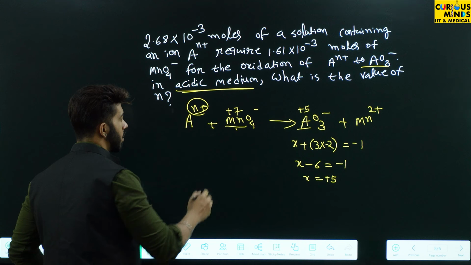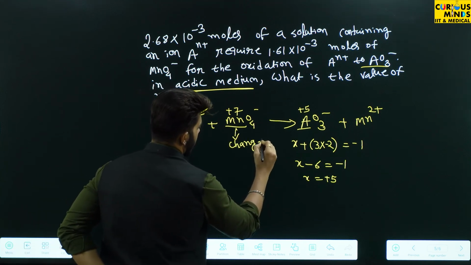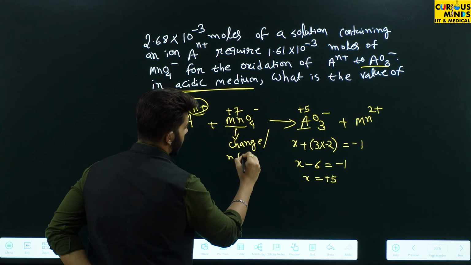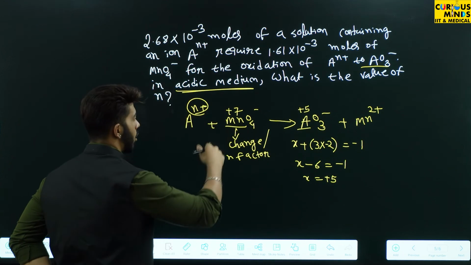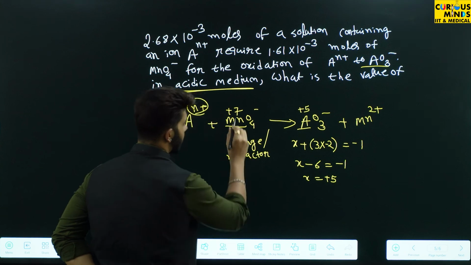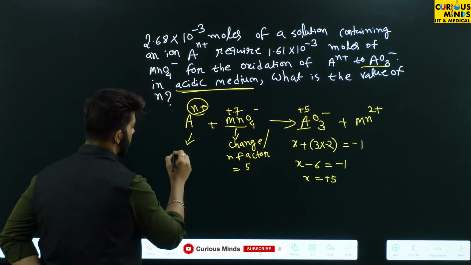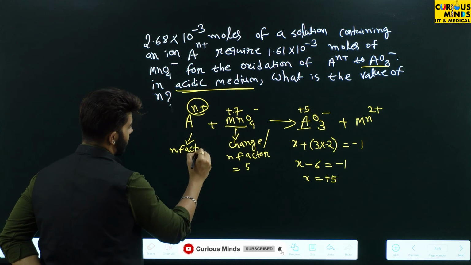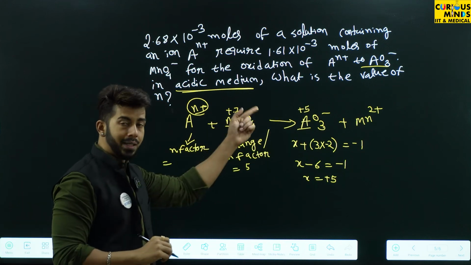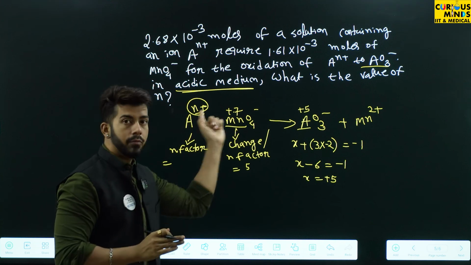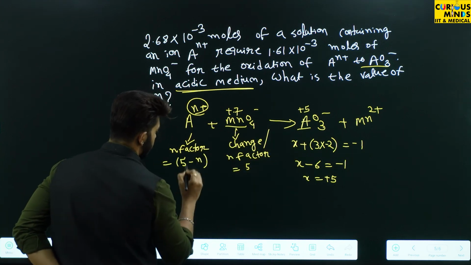So what is the change? What is the change of oxidation state? Change is nothing but, this is called N factor. Change को ही हम N factor बोलते हैं, right? So the change of oxidation state, or N factor, is nothing but 7 minus 2, that is 5. For this, the N factor, or let's say the change or whatever you call it, is nothing but 5 minus N. Initially it was N, finally it is 5. So that means it is 5 minus N.